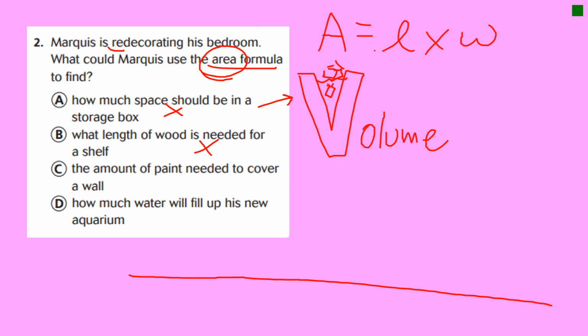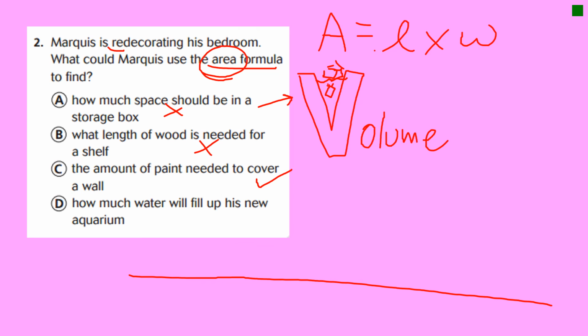C, the amount of paint needed to cover a wall. When I think of a wall, all right, think of a wall, look at a wall. You must be near a wall, right? Is it important to know the area of the wall before you go and buy the paint? Well, what if you had a giant wall like one in the auditorium of your school or in your classroom, and you brought home a little teeny can of paint? That would not be a good match, would it? So area and a wall being painted, I think that might be the winner, but let's check D.